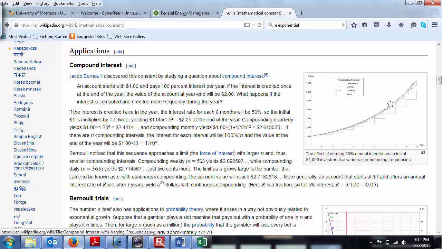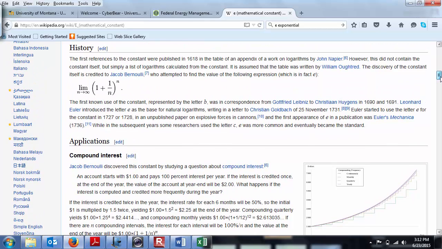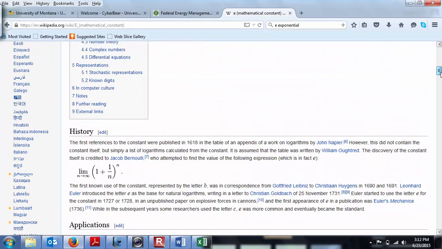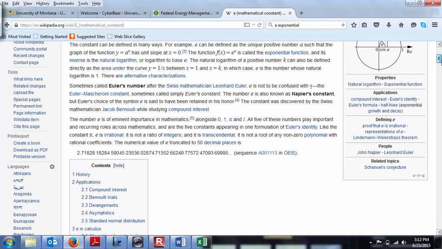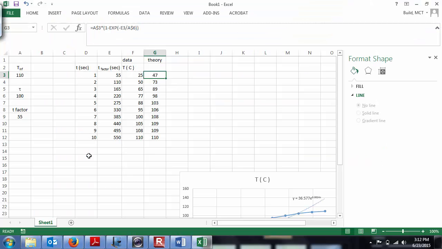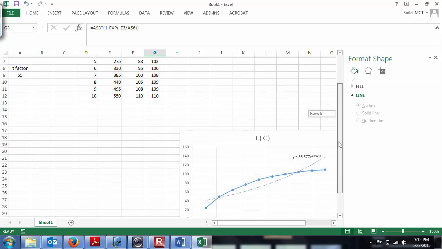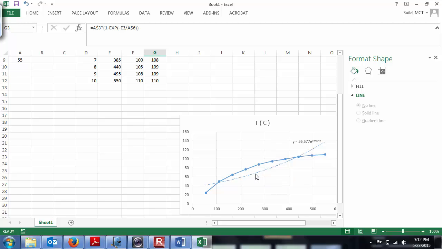And as it turns out, it's just a number, just like pi is just a number, 3.14. E is 2.71, etc. Some people memorize pi to 10,000 digits. Same thing with E. So that's all it is, just a number. Okay.